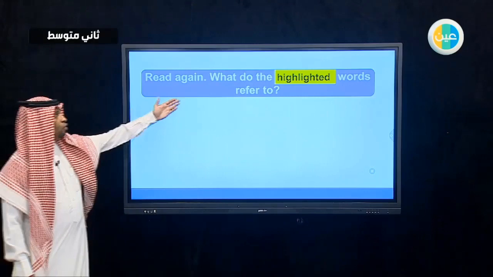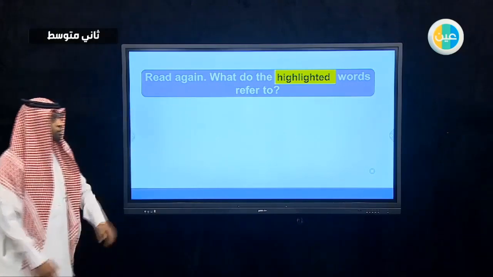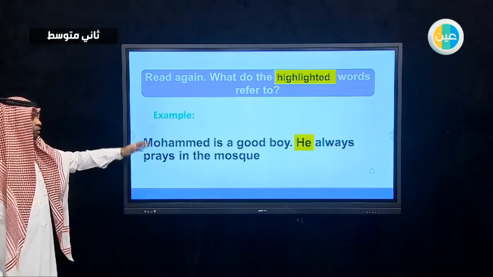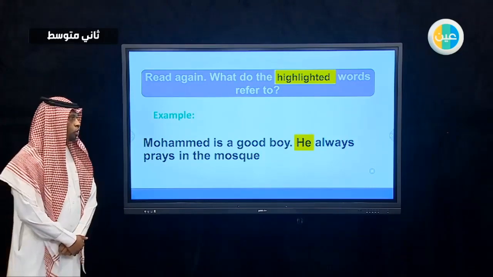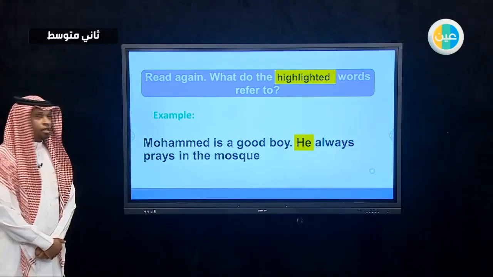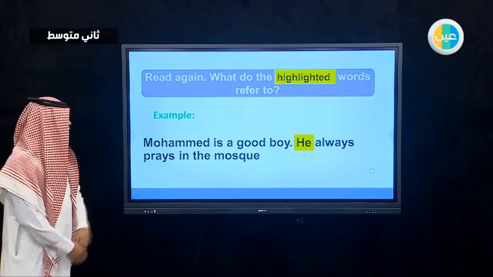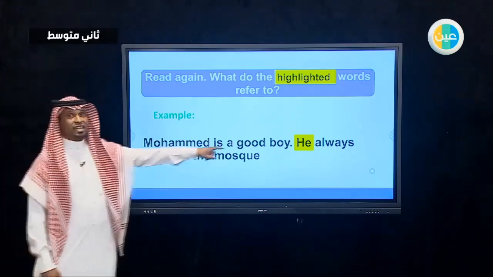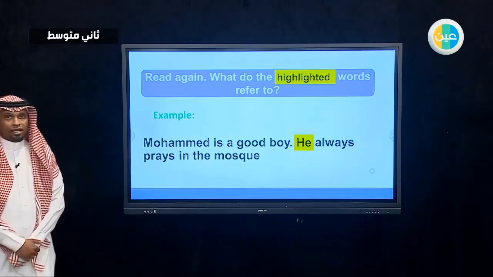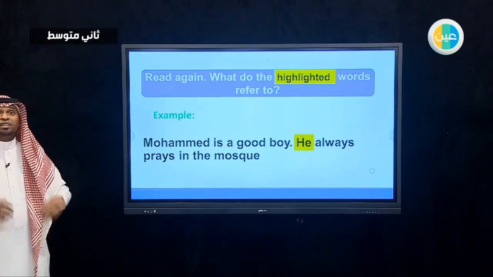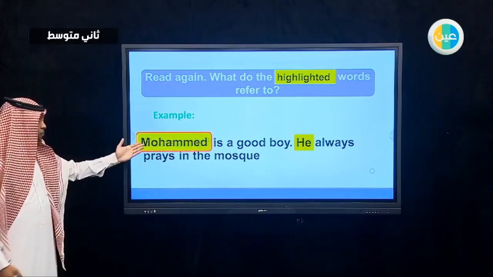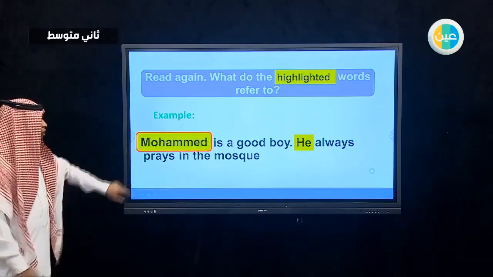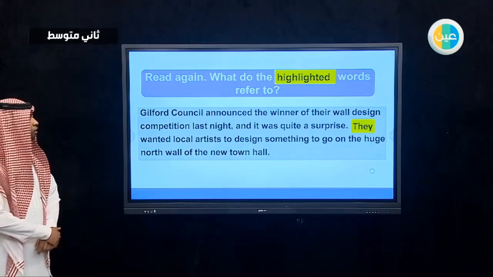Read again. What do the highlighted words refer to? This is an example. I will give you an example for this one. Muhammad is a good boy. He always prays in the mosque. What do you think about this one? What does he refer to? What does he mean in other words? It means Muhammad. Now let's move to the next one here.